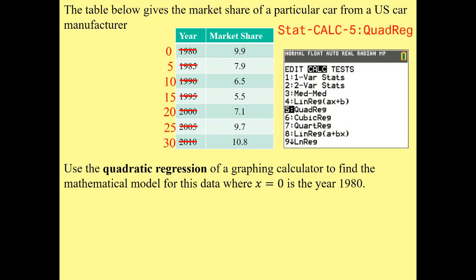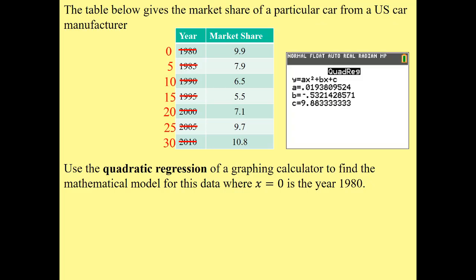Then we do stat calc, choose number 5, and this is what we have. Now, interpreting that, our answer is the function that we see here.